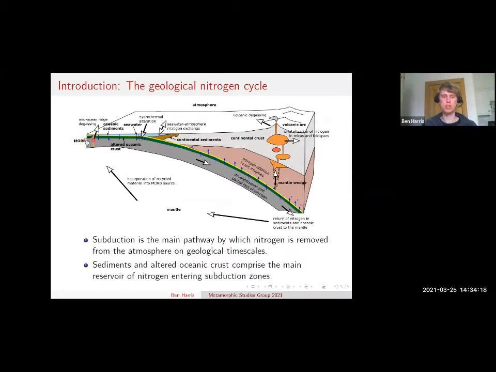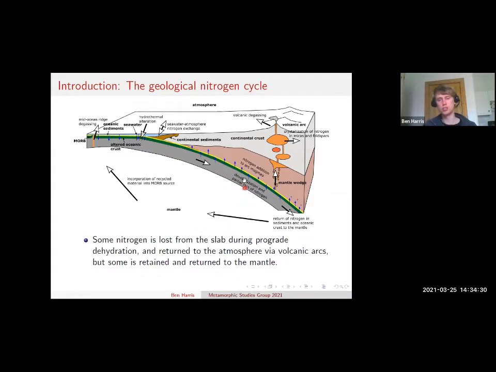So nitrogen is degassed at mid-ocean ridges, and it's recycled through subduction zones, where sediments and altered oceanic crust comprise the main reservoirs of nitrogen entering the subduction zone. Some of this nitrogen is lost during dehydration of the slab, and these fluids are incorporated into arc magmas and are either degassed at the volcanic arc back to the atmosphere or incorporated into the crust. But some of the nitrogen is retained in the slab and subducted back to the mantle.